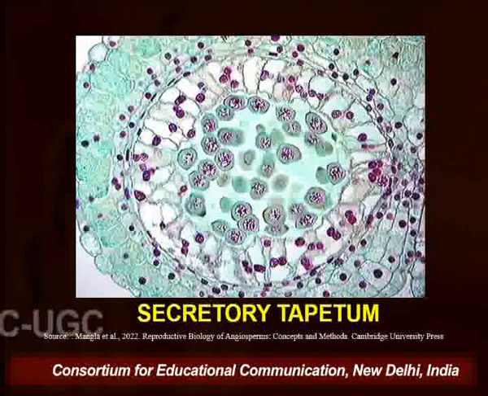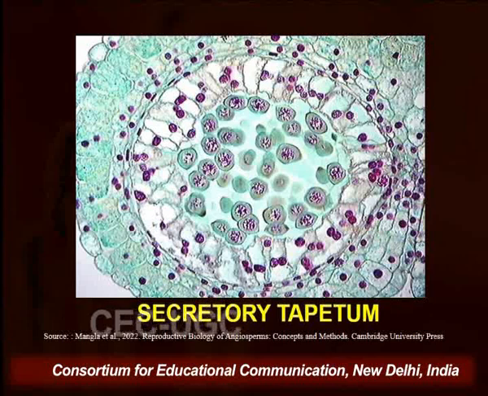In this particular picture, you can see that there are elongated cells with many nuclei which are present as the innermost layer of the anther wall, and in the sporogenous cavity you can see that there are developing microspores.